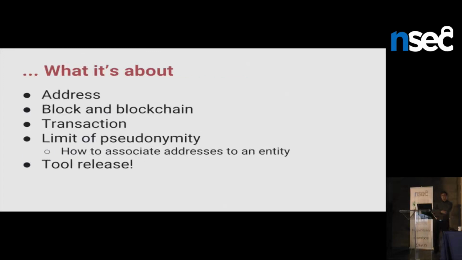So now, what is the talk about? It's about addresses, blockchain, transactions, and what is the limit of pseudonymity. Because we say that Bitcoin is an anonymous network, but it's not exactly that. During this presentation, I'll try to teach you how to associate addresses to a possible entity, and then use external sources of information to match a real person's identity over a node of the network.